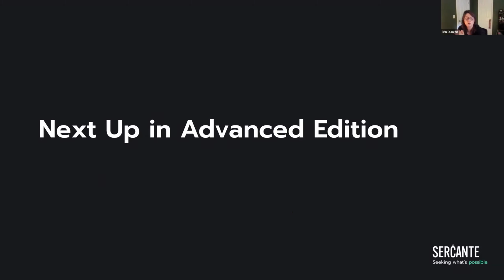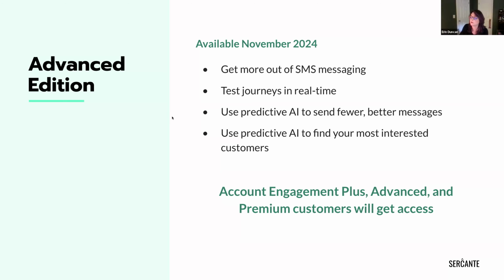Okay. As we mentioned at the top of the webinar, Marketing Cloud Advanced Edition is coming out in November. I just wanted to talk through some of those features and some things we know are on the roadmap. Advanced Edition is available in November, I believe mid-November. It's going to have conversational SMS, a way to test your different paths, and some new predictive AI capabilities. Also, if you are an Account Engagement user with Plus, Advanced, or Premium Edition, you will get access to these features as well.